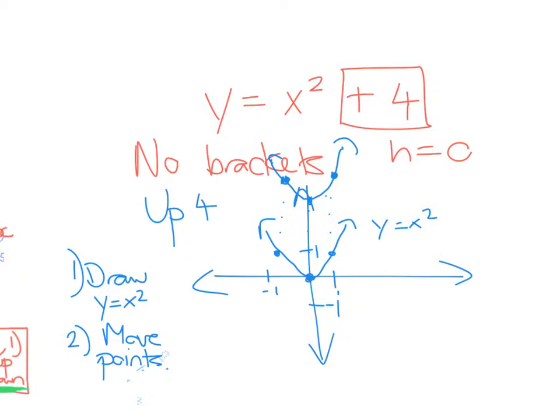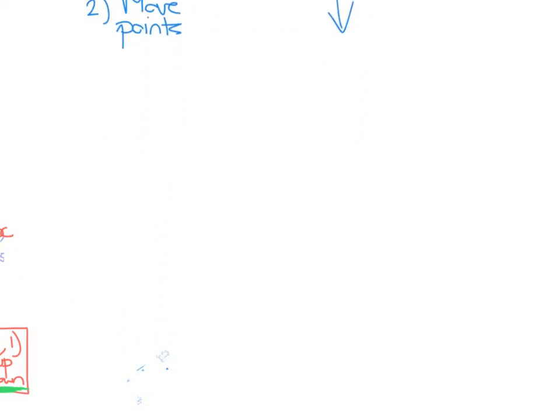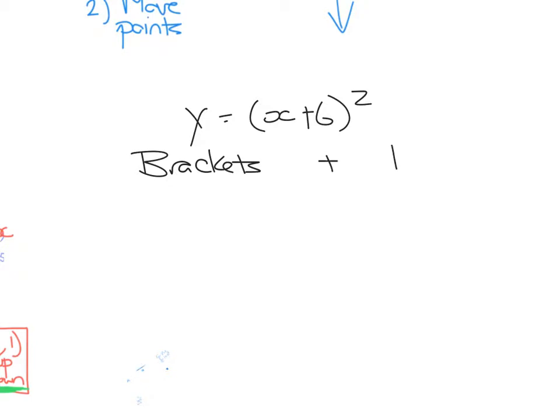The final type that's a bit like that is if you don't have moving it up and down and you're just moving it across. So say you had y equals x plus 6 all squared. Let's go plus, just for fun. We have brackets, and we have a plus in the brackets. That means we move it left. Alright, that's the bits of information you need to know.